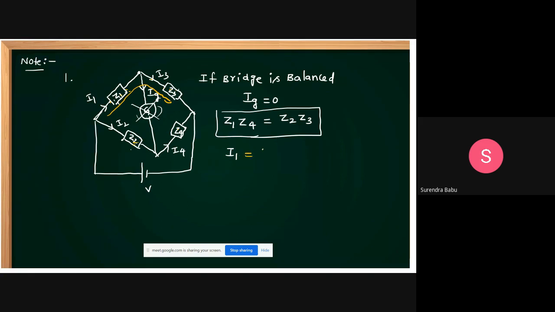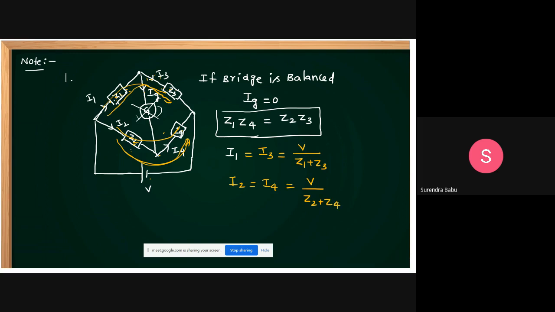Now I1 equal to I3, students. What is I1 equal to I3 equal to, sir? The total voltage is V, and these two impedances are in series, then Z1 plus Z3. V by Z1 plus Z3. Then these two impedances are also in series. What is I2 equal to I4? I2 equal to I4 equals V by Z2 plus Z4. These two combinations are in parallel, which means across the parallel the voltage is the same. Across Z1 and Z3 the voltage is V, and across Z2 and Z4 the voltage is V.